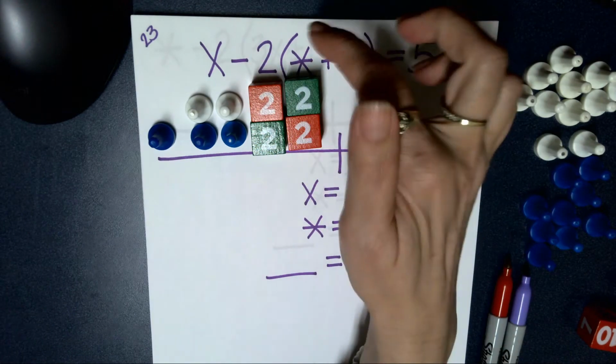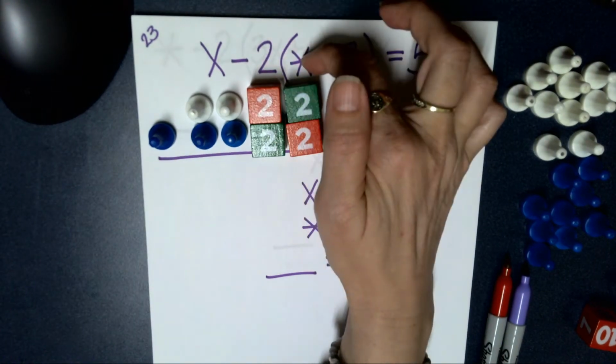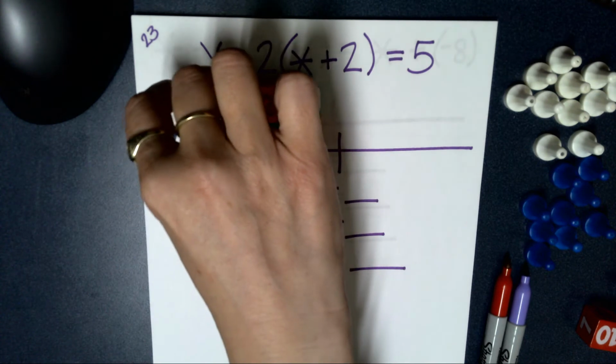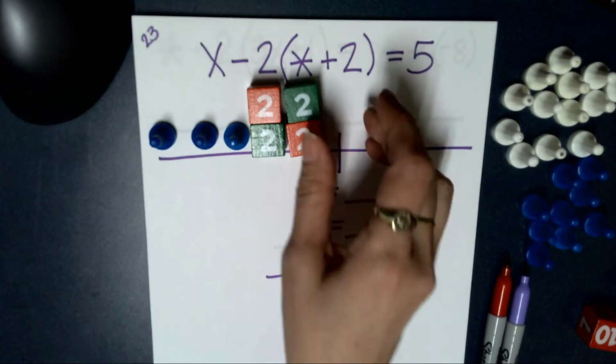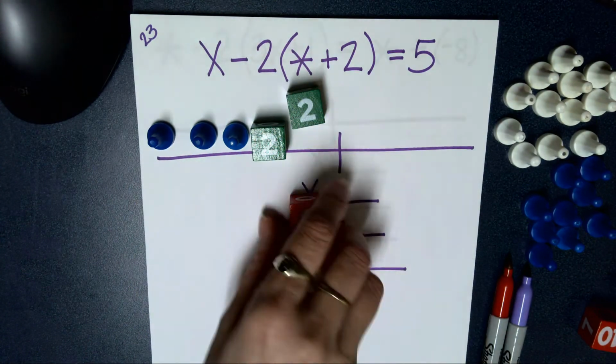And now we need to remove. This says to remove two stars, so I'm going to take the two stars off. And to remove two positive 2's, I'm going to take these two positive 2's off.